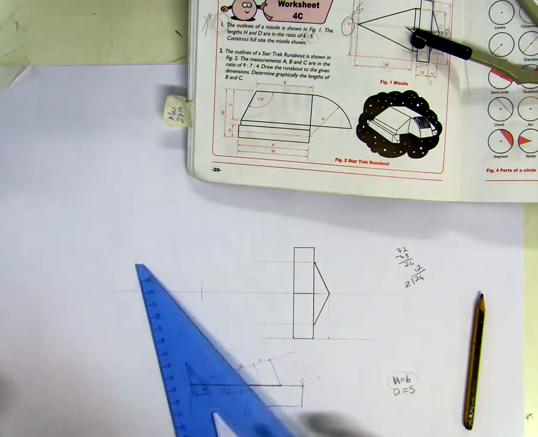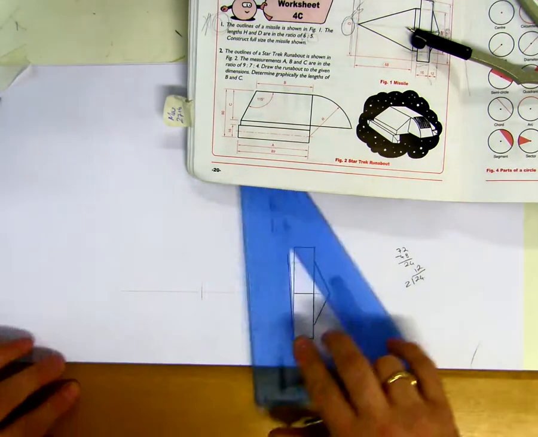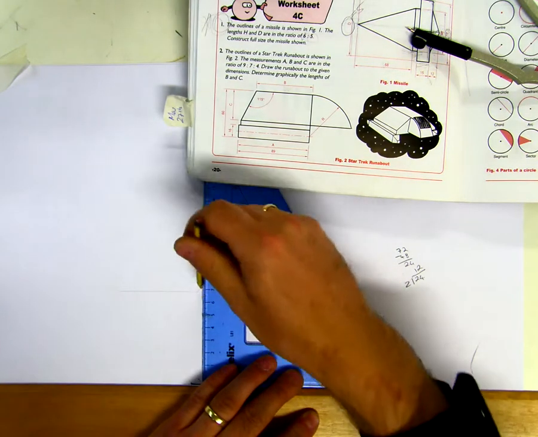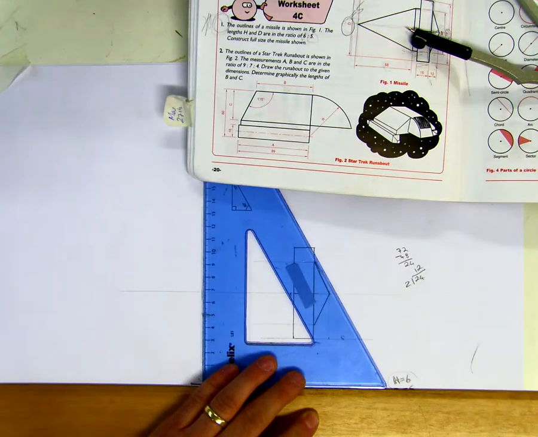Draw a line parallel. Do you have some of your construction lines for the portfolio? You can take pictures if you want, down the back.